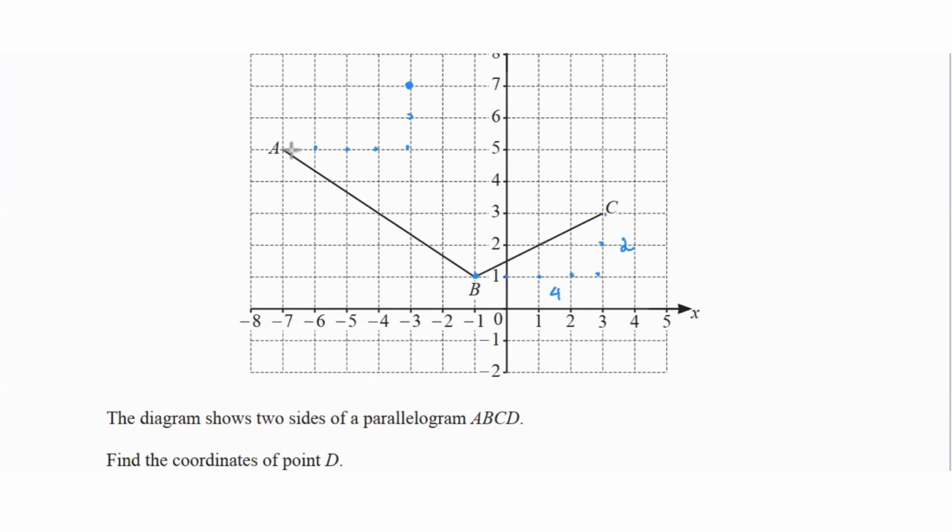As you can see, if we join the points, we can clearly see that we have a parallelogram. And this is the coordinate of D, which is going to be -3 and 7.